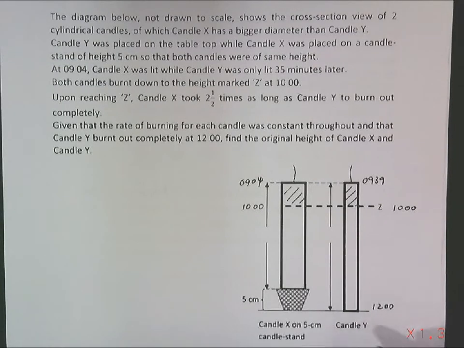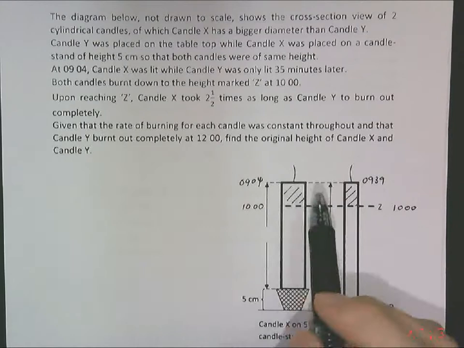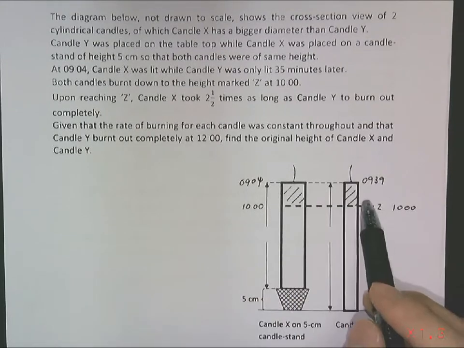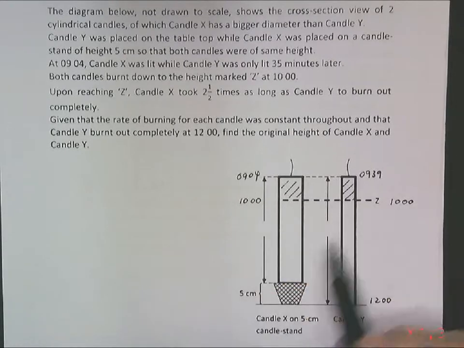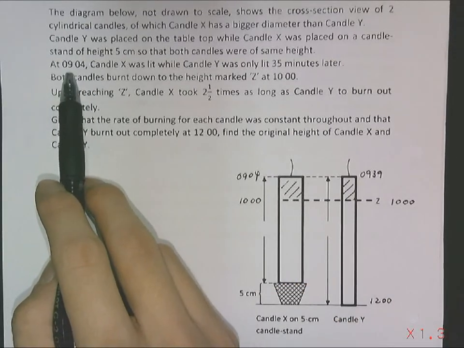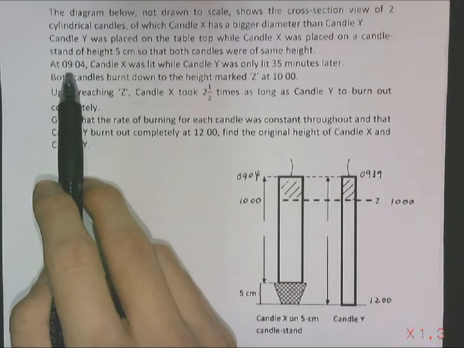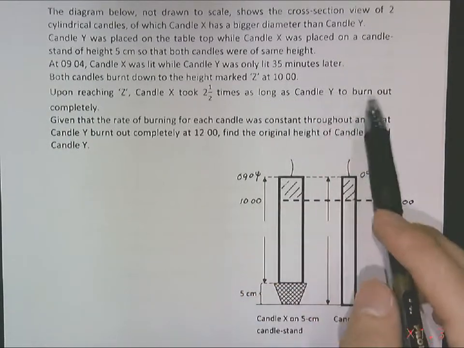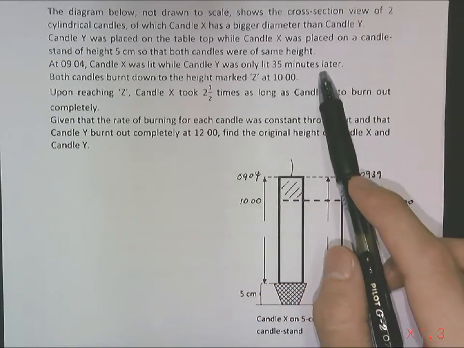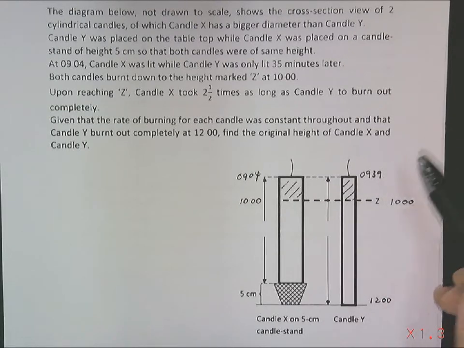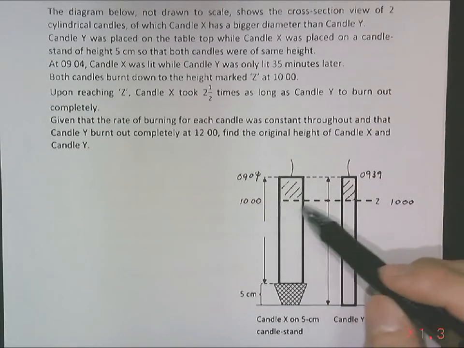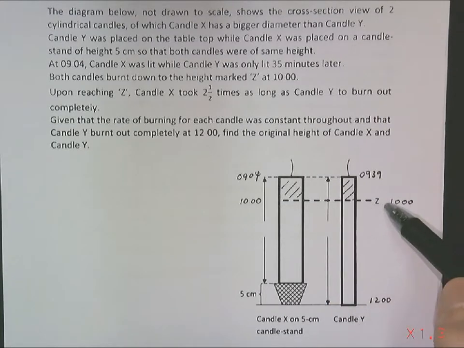Okay, following the necessary information in the question, we have written the 24-hour time over here for both candles. Candle X starts at 0904. Candle Y starts 35 minutes later, so at 0939. Both candles will burn down to the same mark at 10.